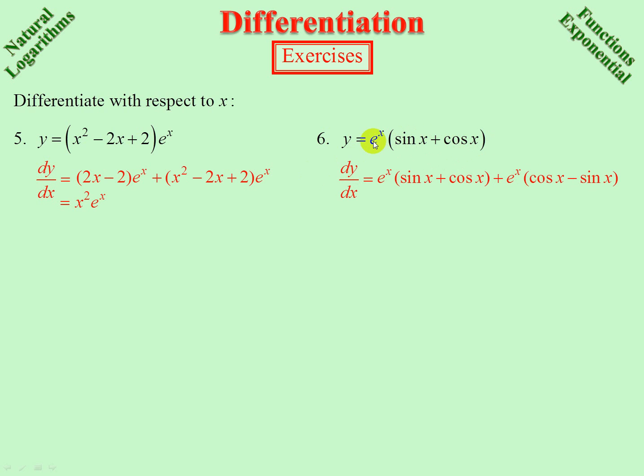Another product rule, derivative, the sine terms cancel one another out. We've got 2 e to the x cos x terms.